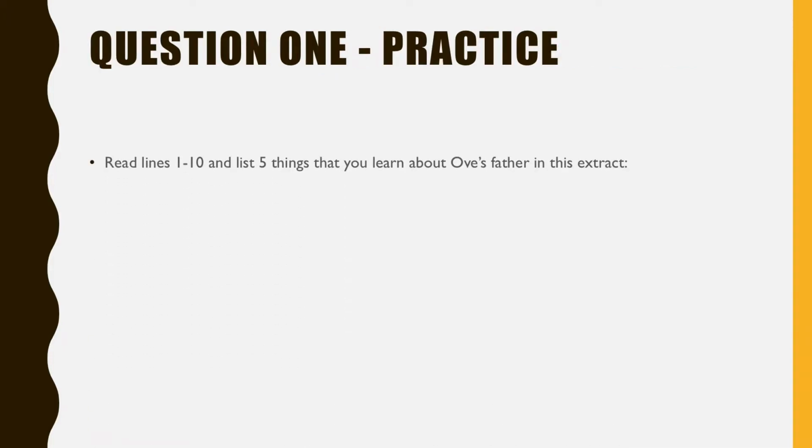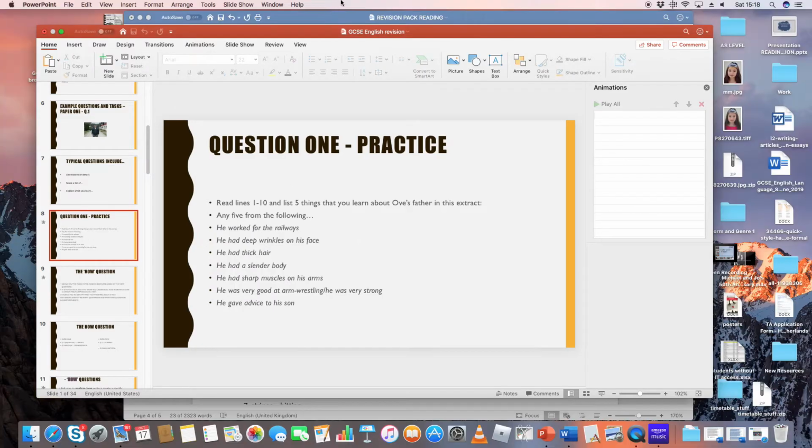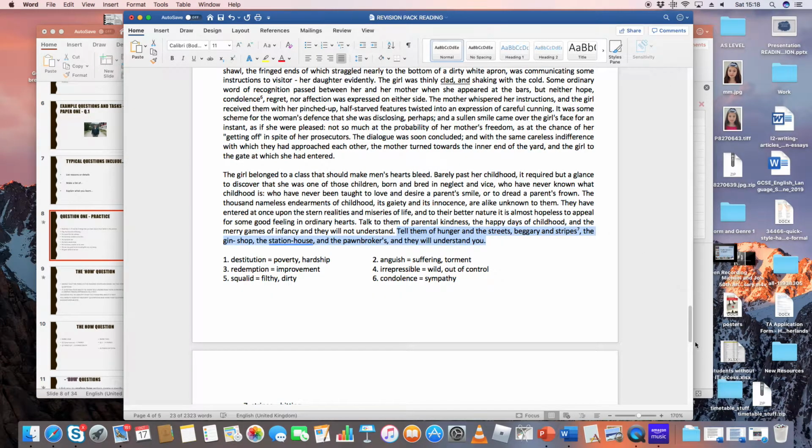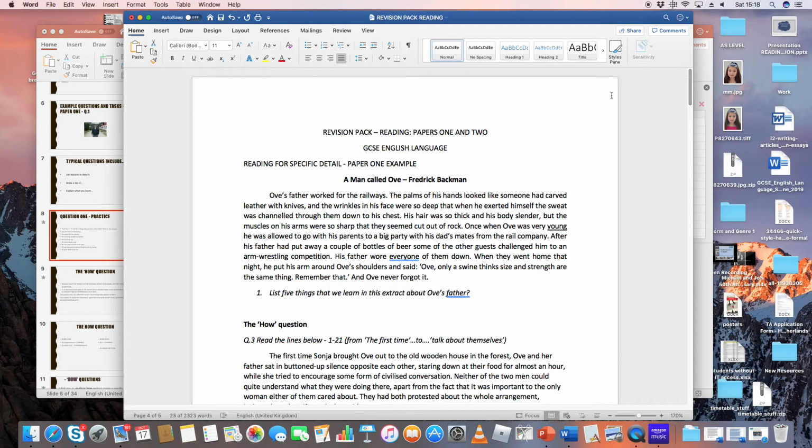Okay, so if you go to the reading task, the question is: read lines 1 to 10 and there are 5 things that you learn about Ove's father in this extract. So let's just scroll to the top here. It's just this short paragraph here.